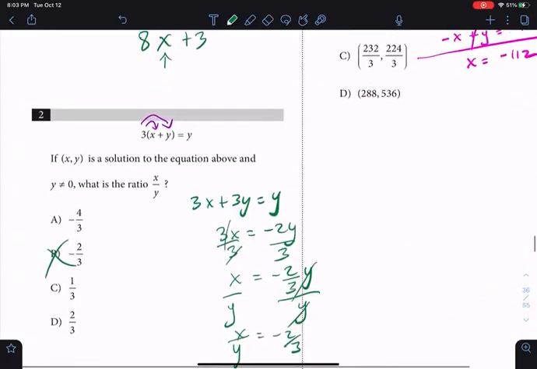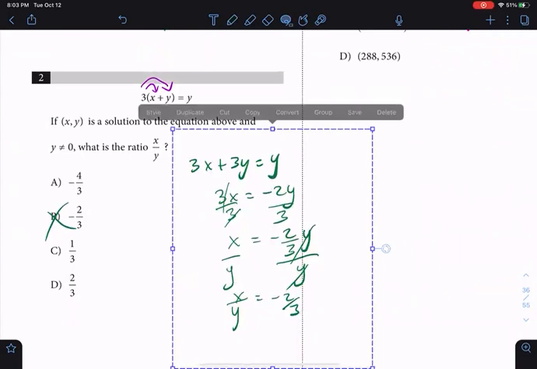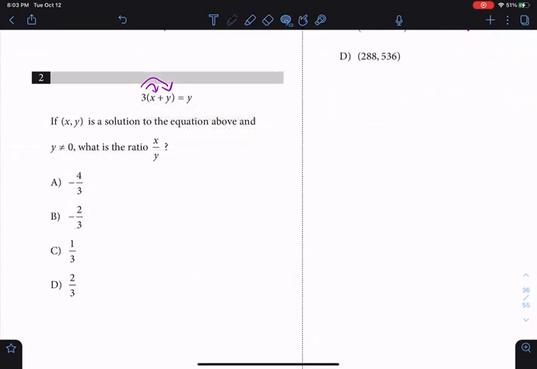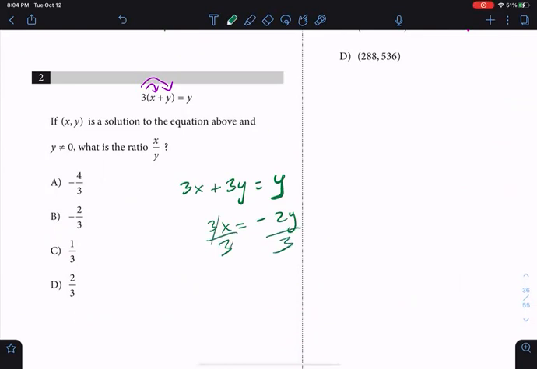Okay, next question, straightforward again. You just need to distribute: 3x plus 3y equals y. So therefore, 3x equals negative... well, if I subtract 3y from both sides, you get negative 2y. And then if you divide by 3, you get x equals negative 2/3 y.